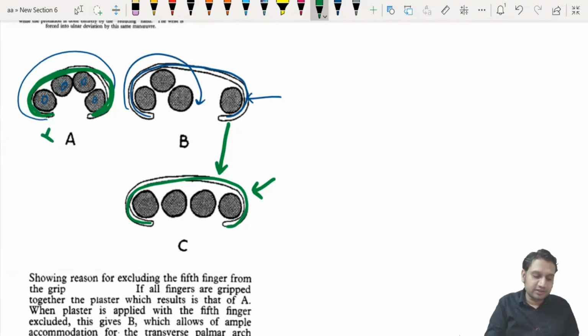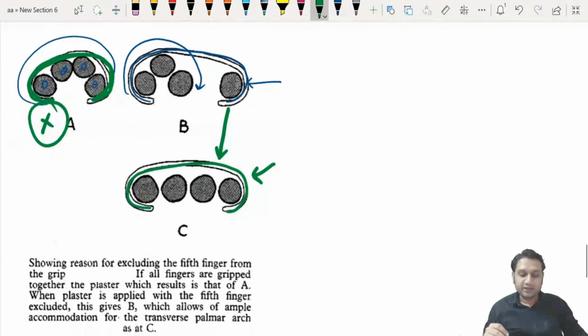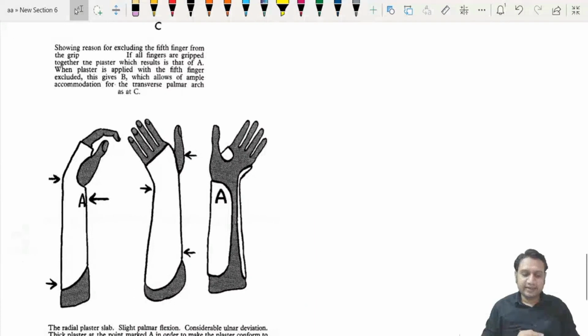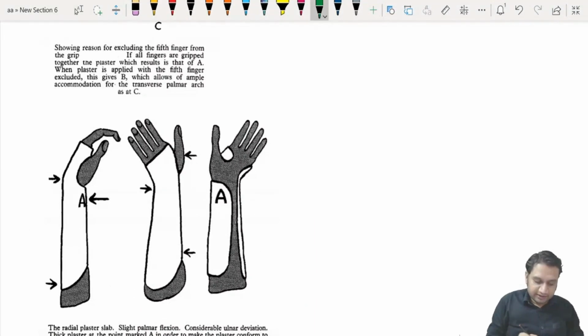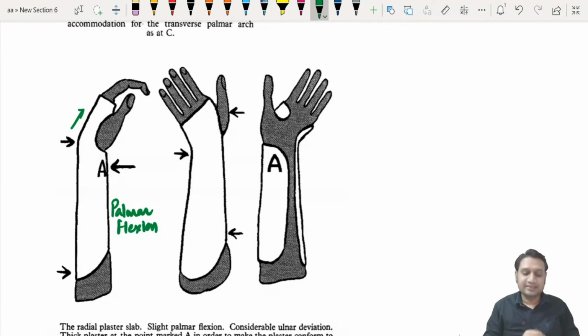So if you do this, this is wrong. We don't pull all the 4 fingers. We pull just the thumb and 3 fingers. We just leave this little finger. Once this is done, the plaster is applied like this, right? How has it been done? First, you can see the plaster cast has been applied with the wrist in slight palmar flexion. Second, it has been given in slight ulnar deviation.